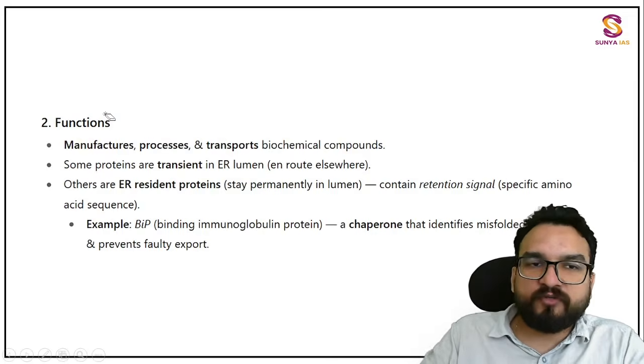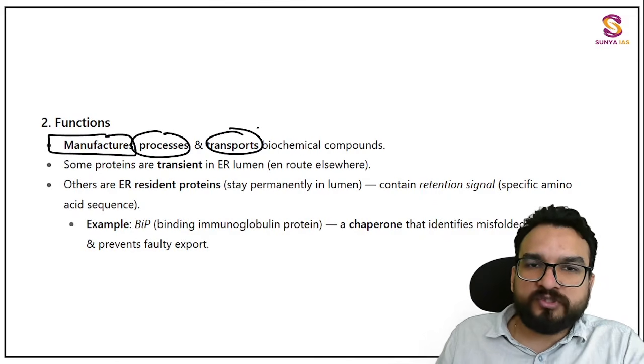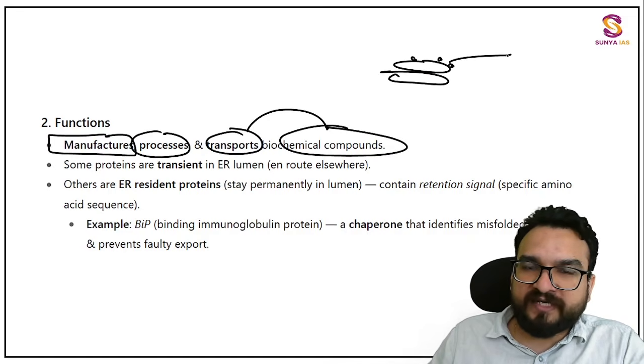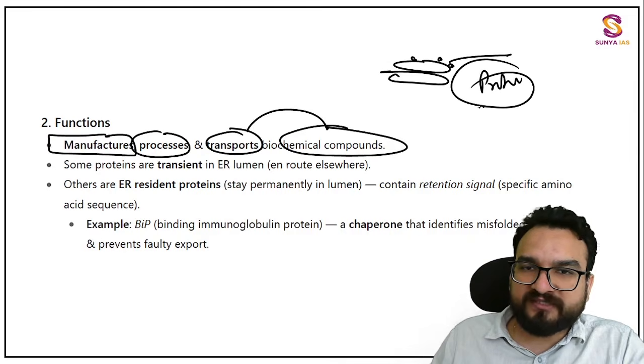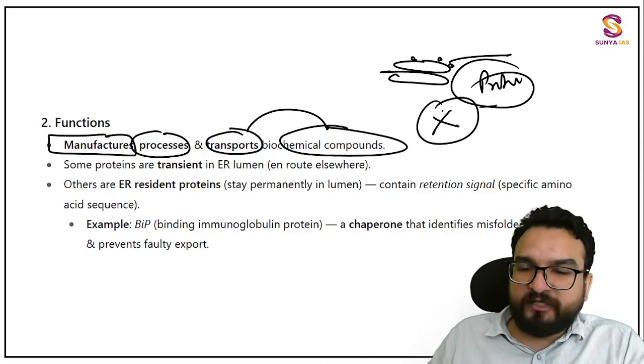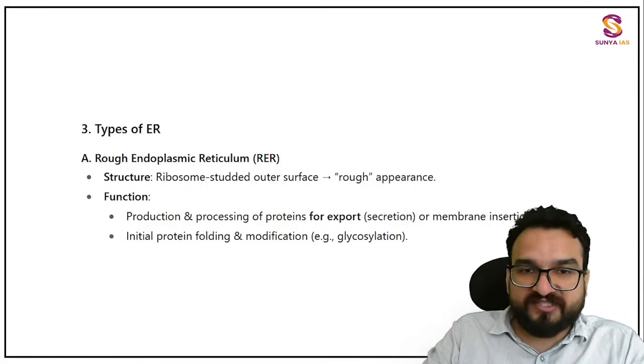So over here you will be finding that the function is manufacturing, processing and transporting biochemical compounds. The endoplasmic reticulum on which ribosomes are present will be doing protein synthesis. And where ribosomes are not present, they will be doing fats, lipids, carbohydrates, starch synthesis.